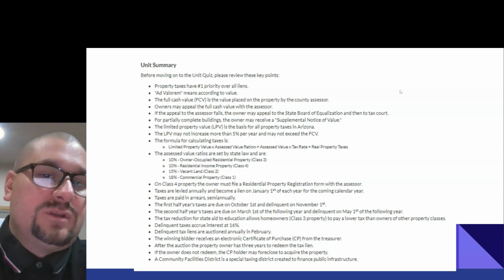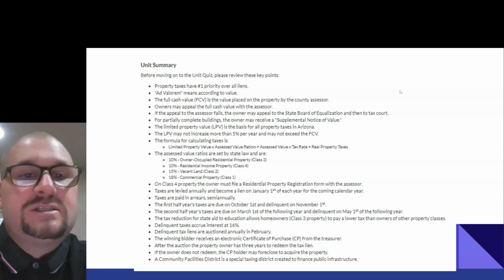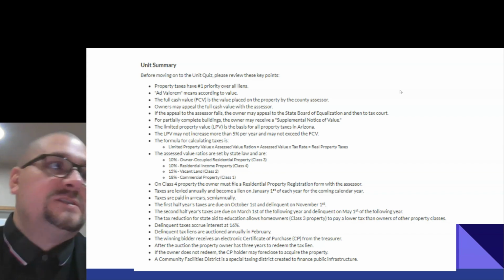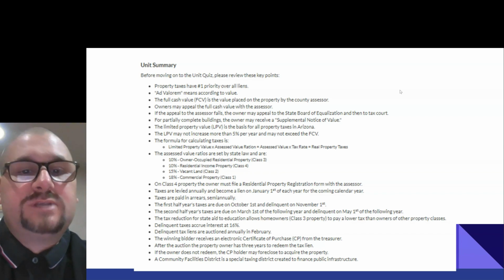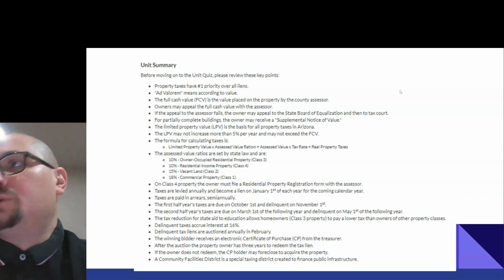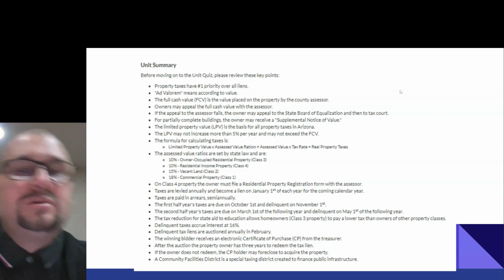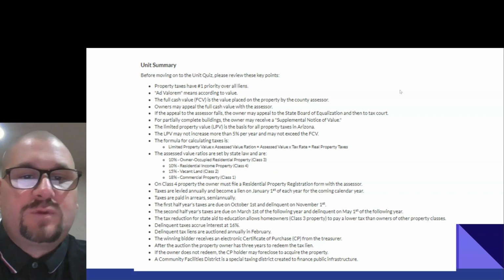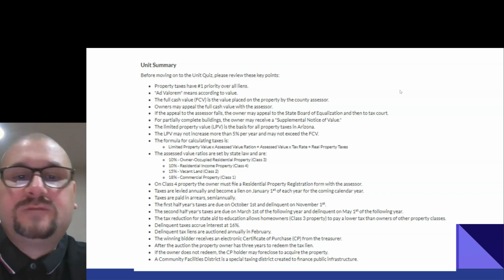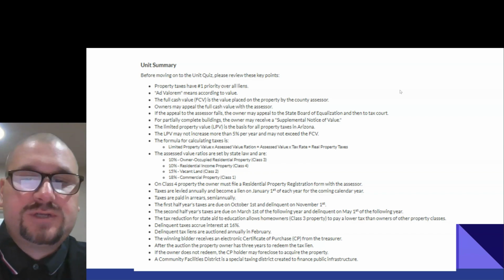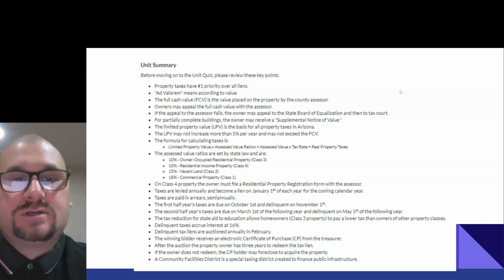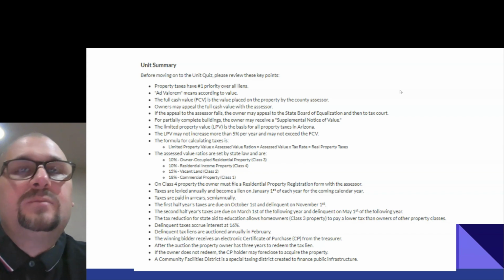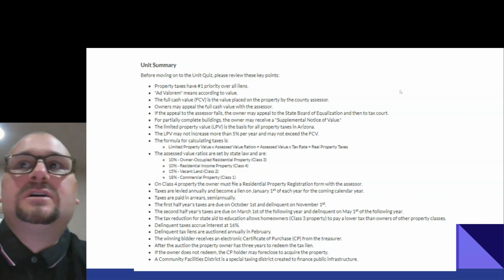So the lowest assessed value ratio is going to be residential property, single family homes. And the highest is going to be commercial property, around 18%. Commercial properties are called class 1, residential is called class 3. On a class 4 property, the owner must file a residential property registration form with the assessor. Class 4 is residential income property, which is assessed at 10%.